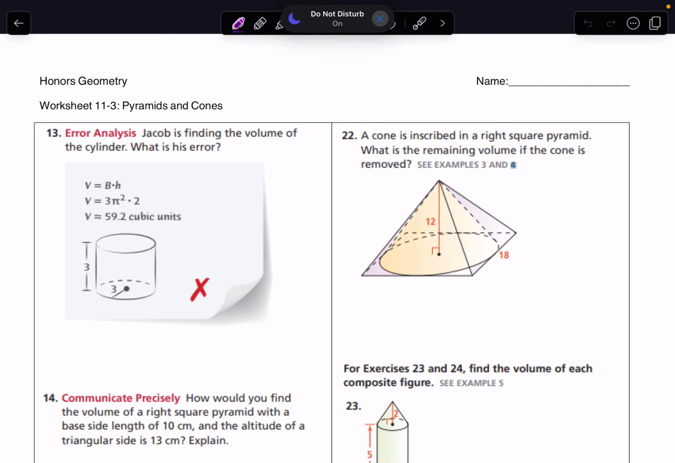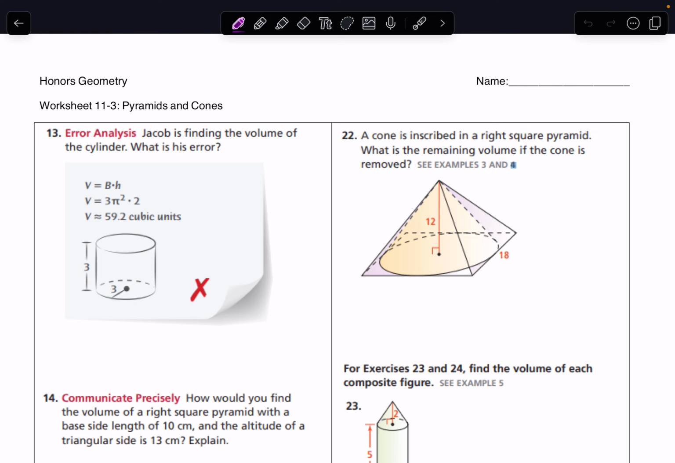All right, everybody, let's look at the 11.3 worksheet about the volume of pyramids and cones. This is one of my favorite sections. I don't really know why. I just like it.